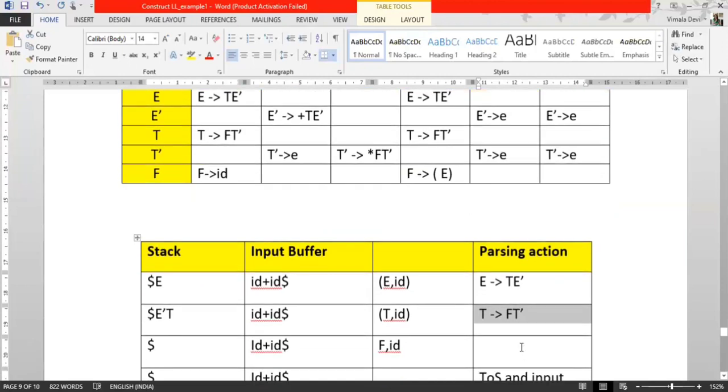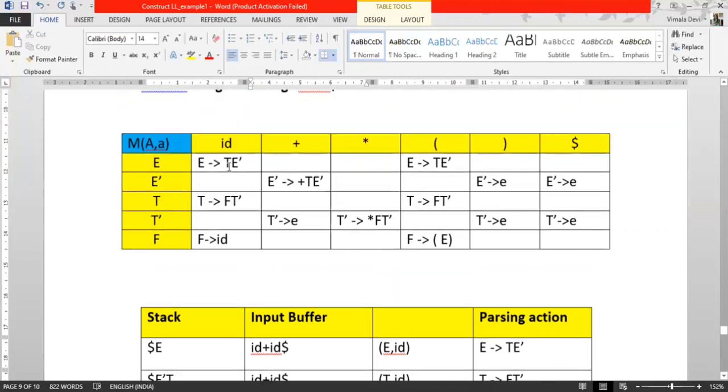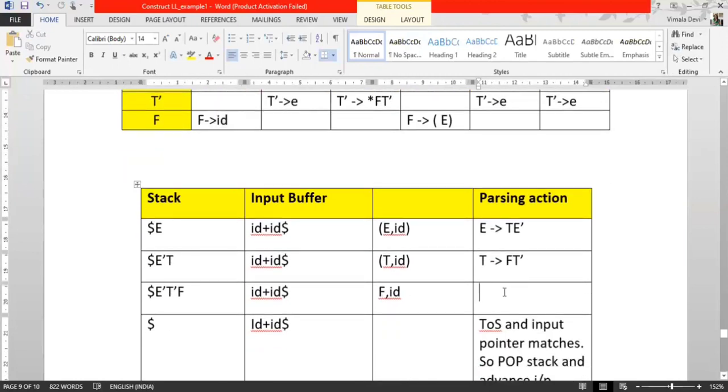So now what is the next thing we have to do? In place of T, E dash is available as such. In place of T, we are going to replace it with FT dash, the two in reverse order. So first T dash, then F. This is the way we have to push the symbols onto the stack. Right, after pushing it, once again check what is available at the top of the stack and what input symbol is pointed to by the parser now. It is pointing F comma id now. So what is available in F comma id? F comma id contains the rule F derives id. So let me copy and paste the rule here. F derives id.